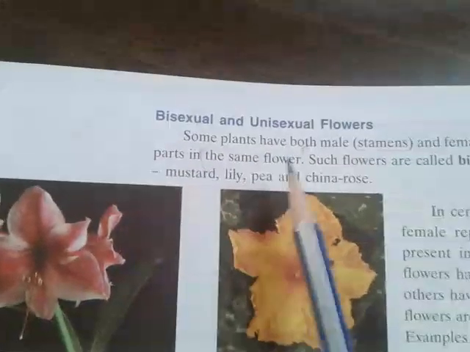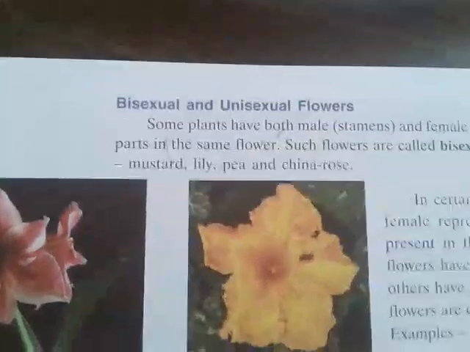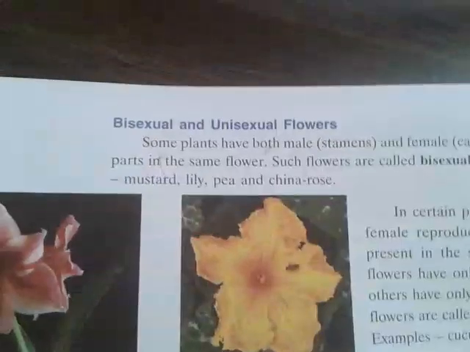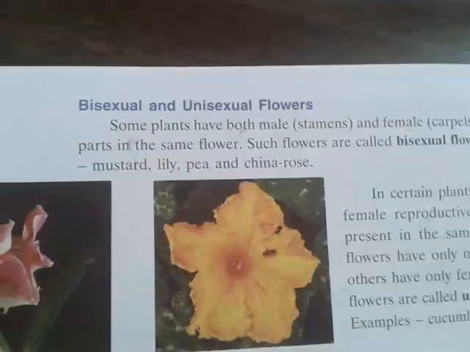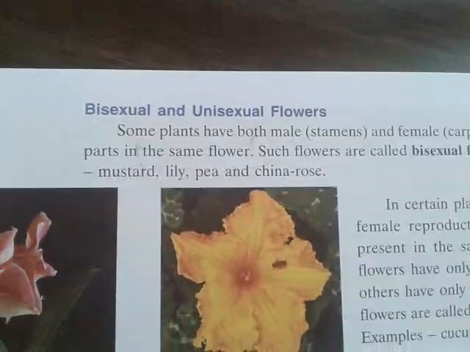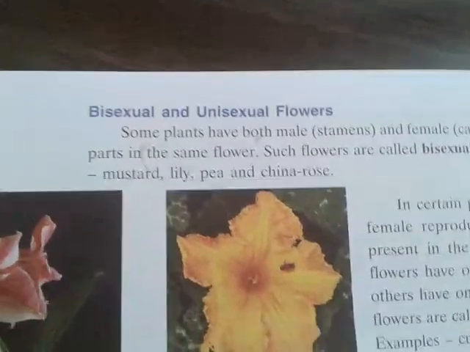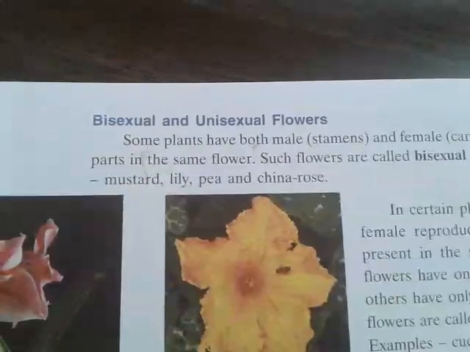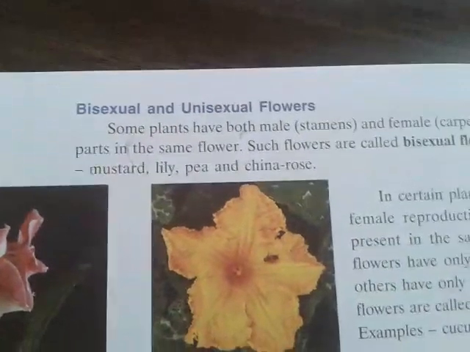Okay, now coming to the point, what are bisexual and unisexual flowers? Bisexual flowers means some plants have both the male and female reproductive parts present. Bisexual flower means both types of gametes are present, the male gamete and the female gamete. And unisexual means only one part is present, and that is called a unisexual flower. Examples of unisexual flowers are cucumber and gourd. So this is the bisexual flower.